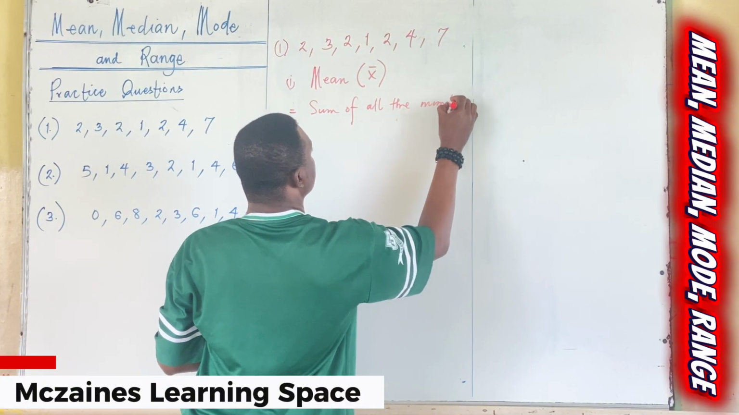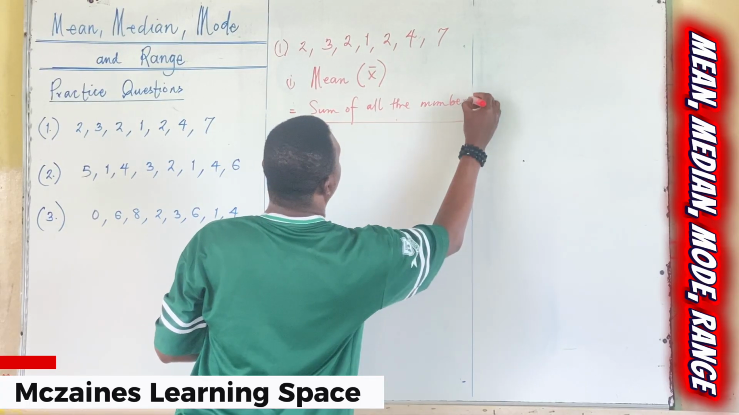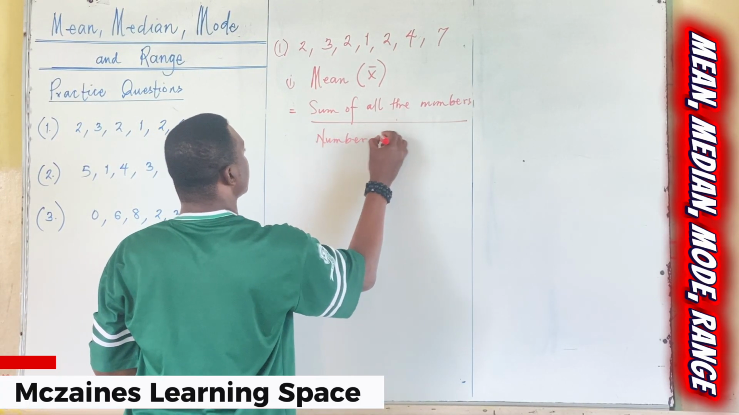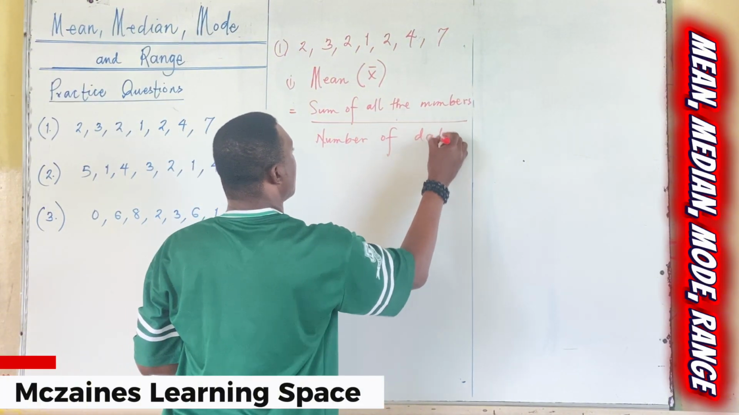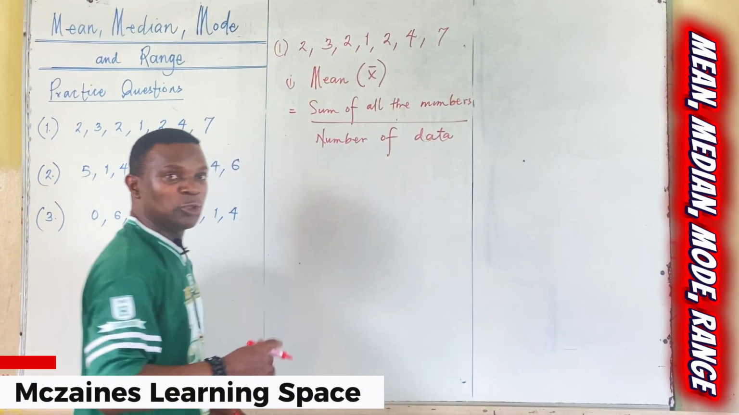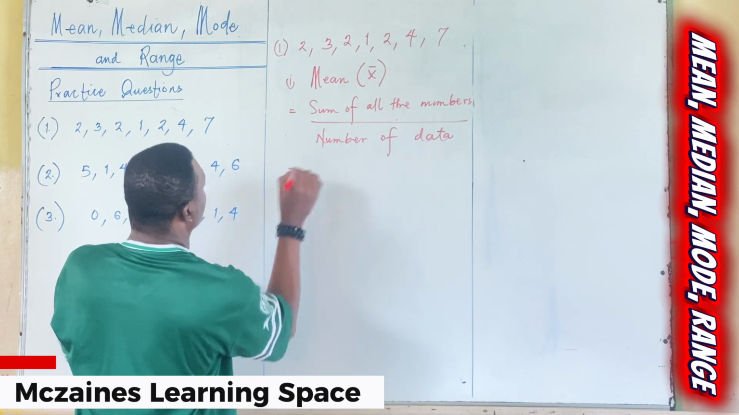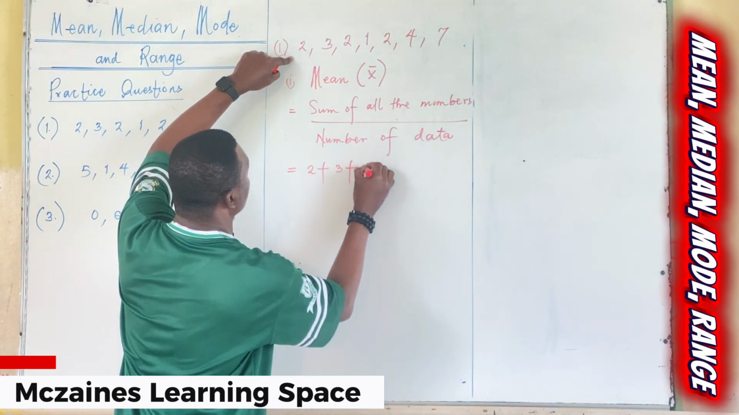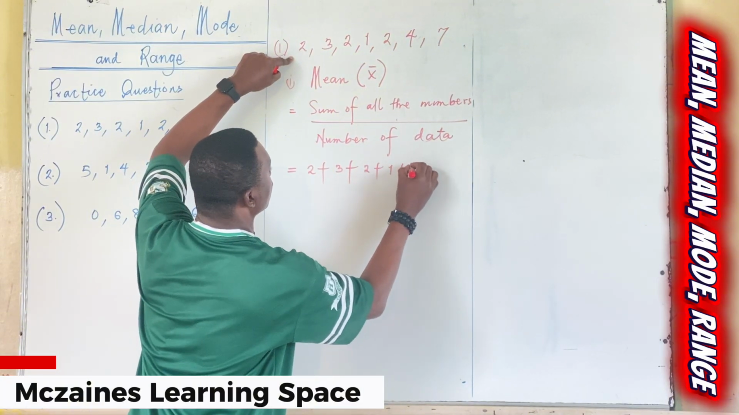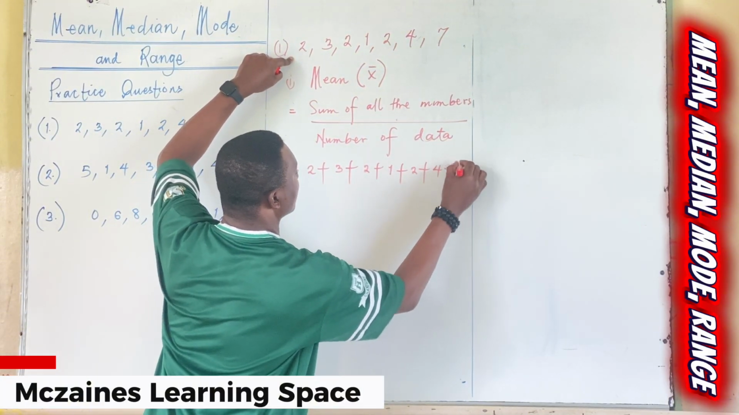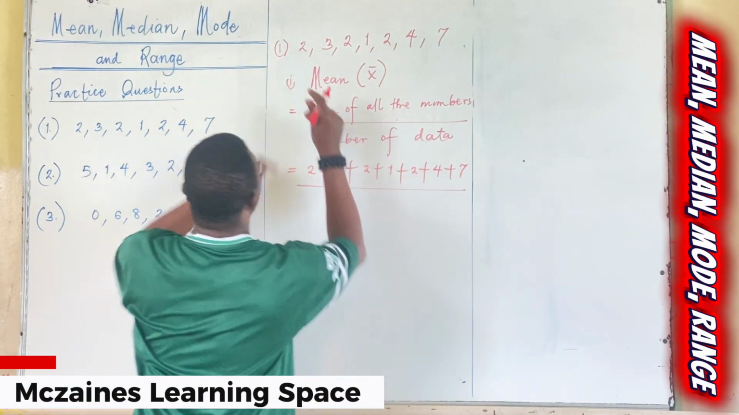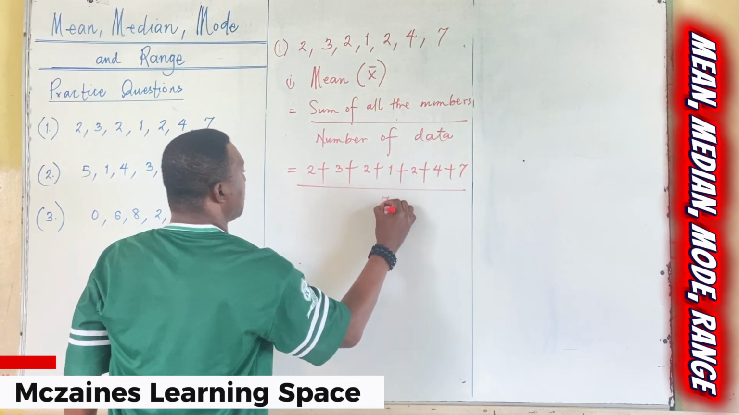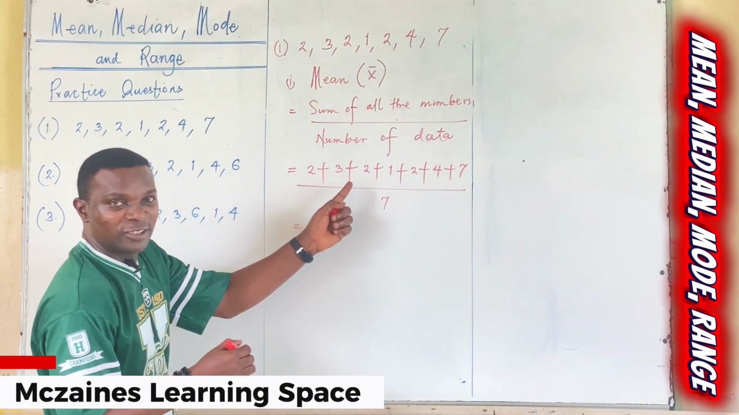To find mean simply means sum of all the numbers over the number of data. So, how many data do you have in unit count? Here, to get the sum, we're going to have 2 plus 3 plus 2 plus 1 plus 2 plus 4 plus 7, all over how many of them? 1, 2, 3, 4, 5, 6, 7. So 7.